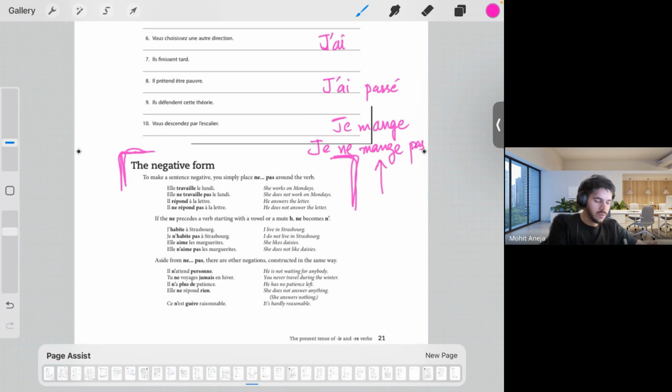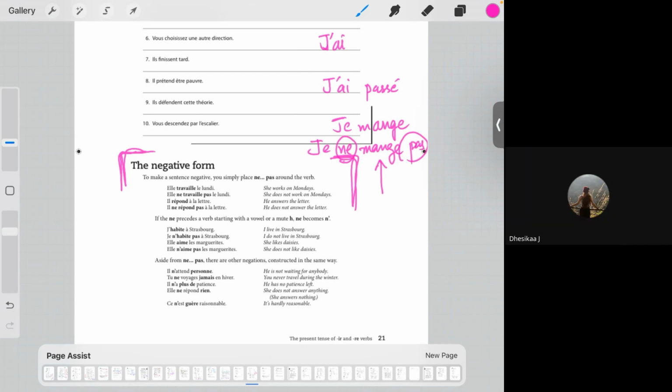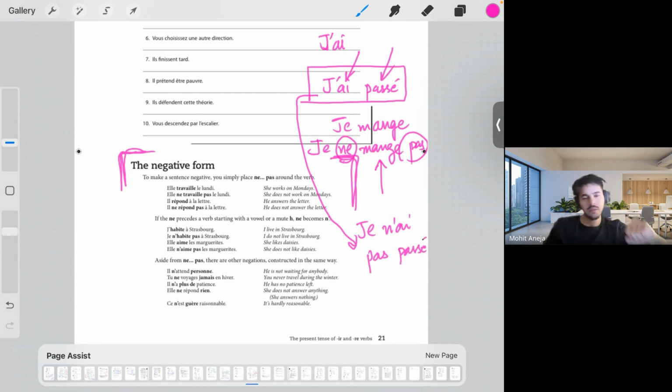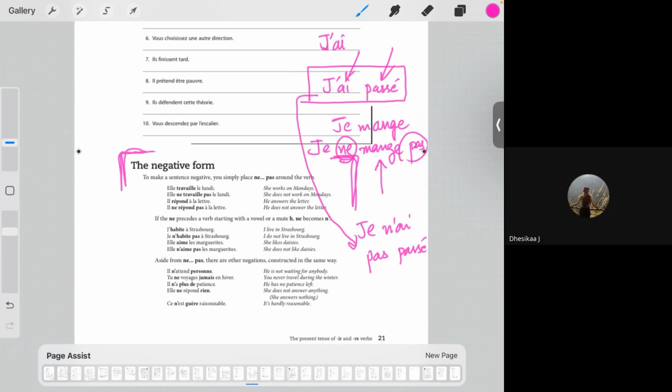So we put the ne and pas around the first verb. Is that correct? Yeah. Even in complex verbs like this, if there are two parts, this is the first part and this is the second part. We put the ne and pas around the first part of the verb. Je n'ai pas passé. So it did not go around the entire verb, which is made of two parts, but only around the first part of it. Make sense?